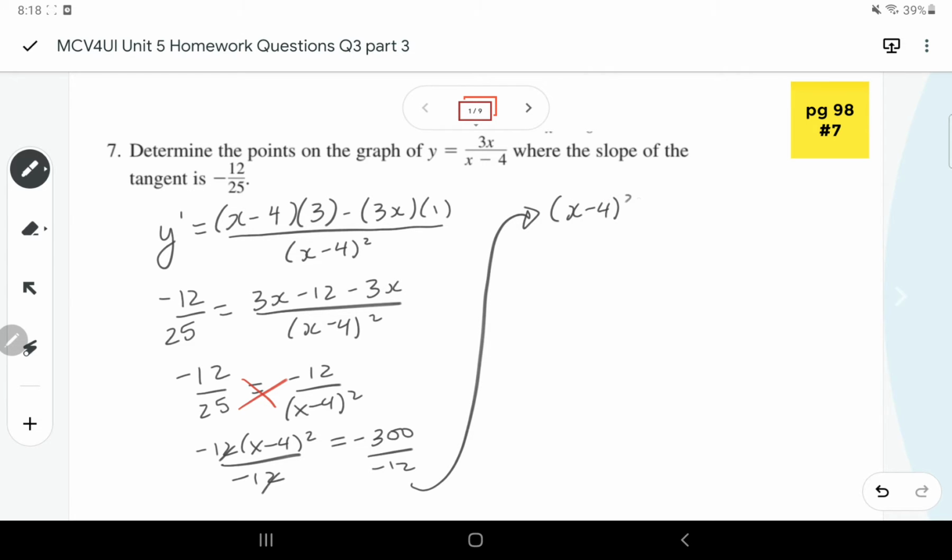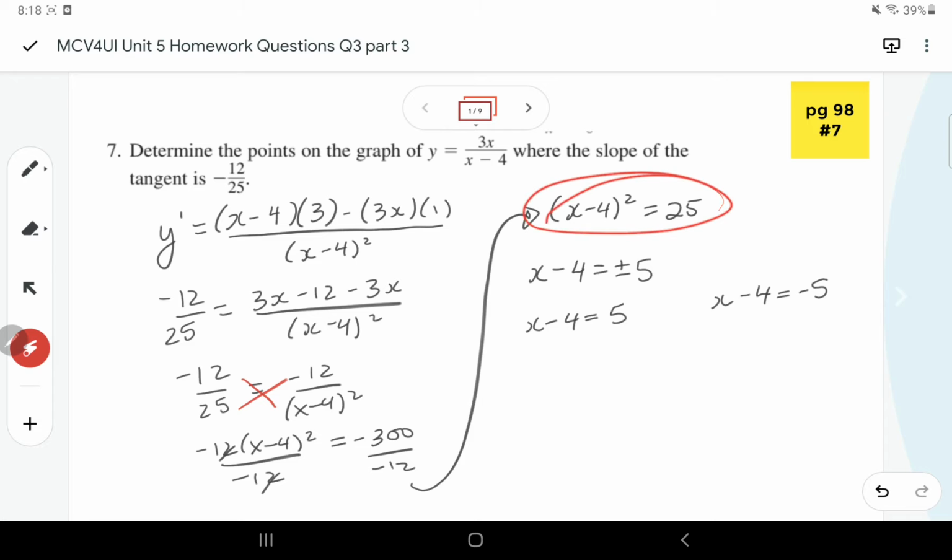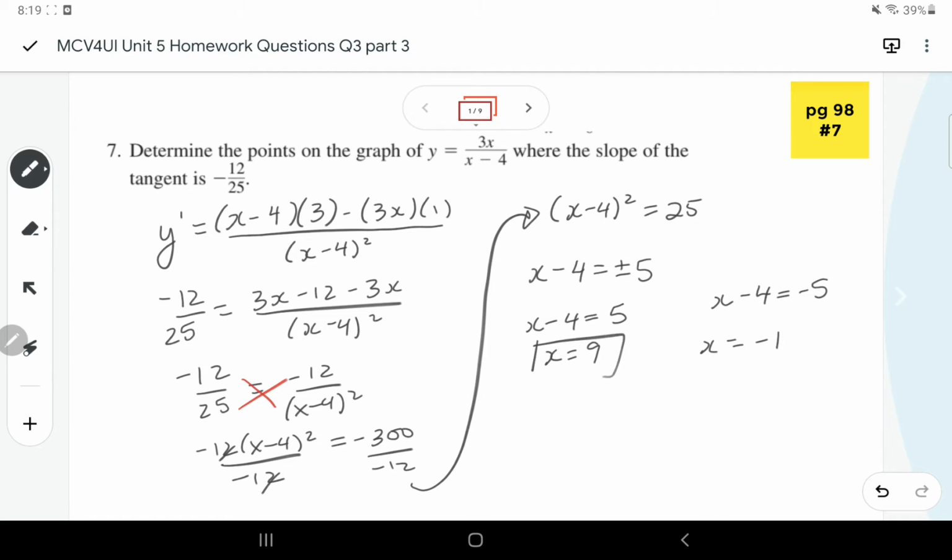So here I have x minus 4 squared is 25. Square root of both sides, so x minus 4 is equal to plus or minus 5. So two possible solutions, if x minus 4 equals 5, or x minus 4 equals negative 5. If you didn't spot this doing the square root, you could, of course, FOIL out the x minus 4 squared, bring the 25 over to the other side, and it would be a quadratic that you could factor. So here we get x equals 9, or x equals negative 1. So those are the two x values.